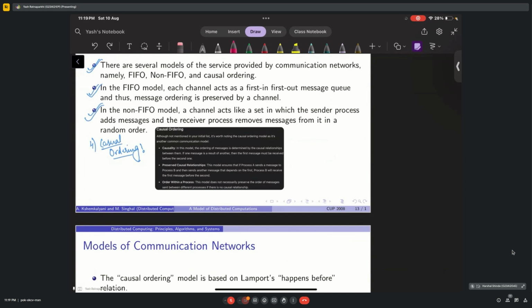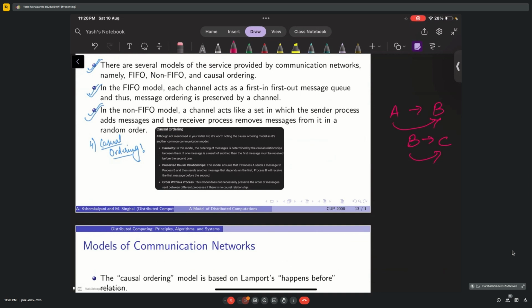Okay, so what is causal ordering? It is slightly different from normal ordering. It orders on the basis of causality. If A is causally dependent on B, and B is causally dependent on C, then until this is passed to this, it won't pass to this. Understood?